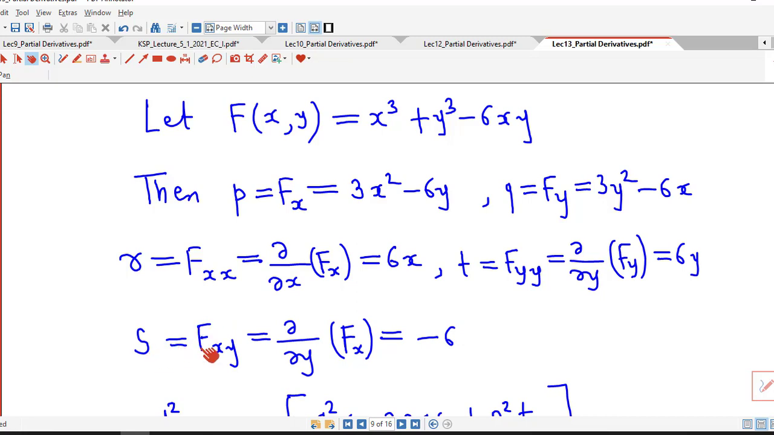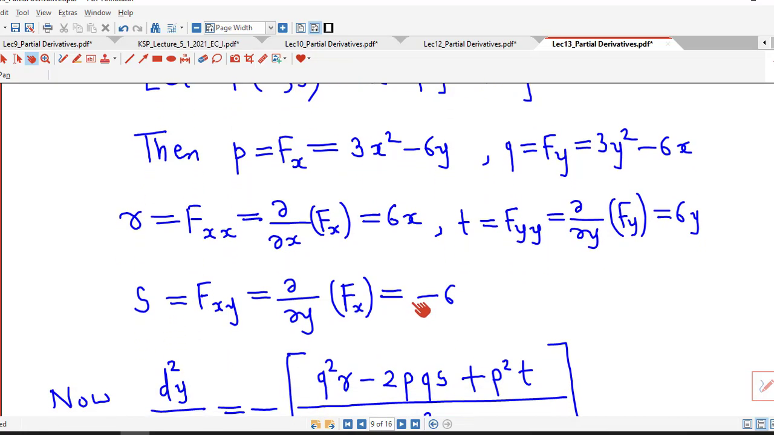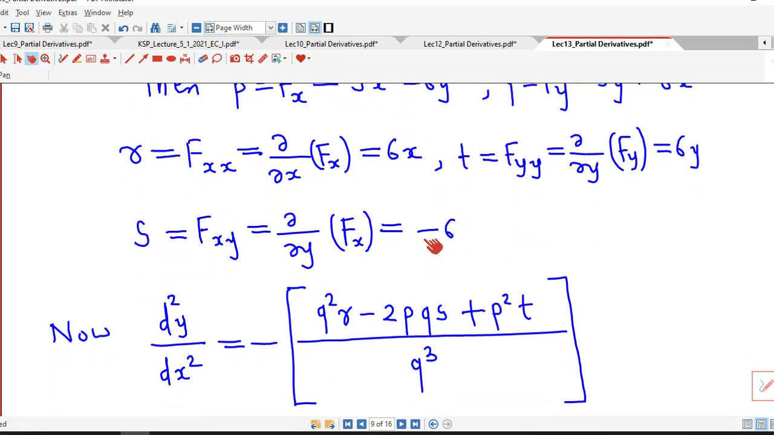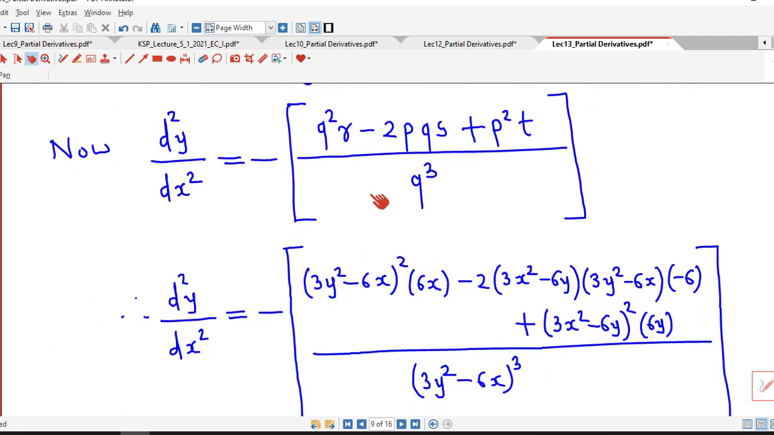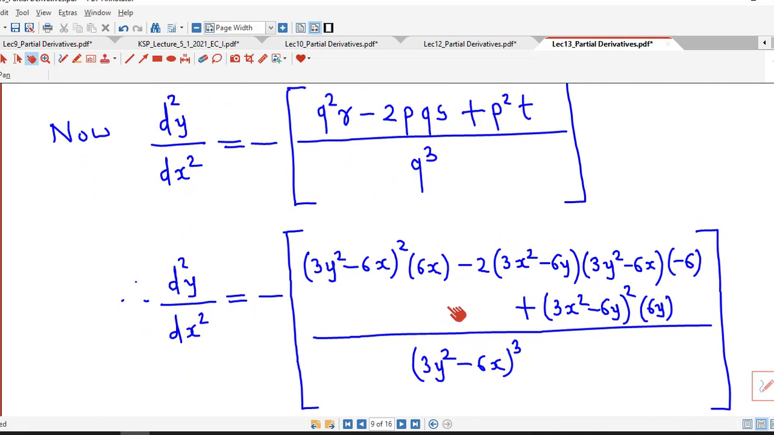s is del square f by del x del y, that is partial derivative of del f by del x with respect to y. So partial derivative of 3x square minus 6y with respect to y is 0 minus 6. So now we substitute all these values in the formula, and we obtain this expression.